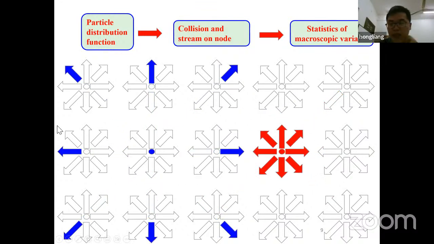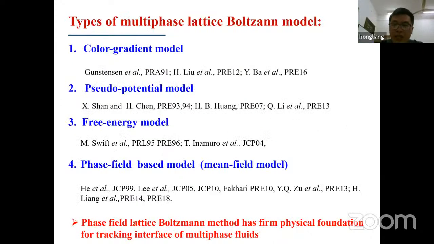And the Lattice-Boltzmann method is very simple, it can also be easier to code, and can be easy to perform on high-level computers.